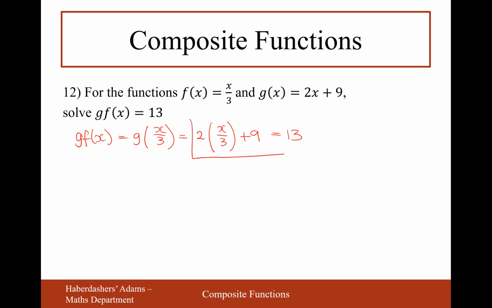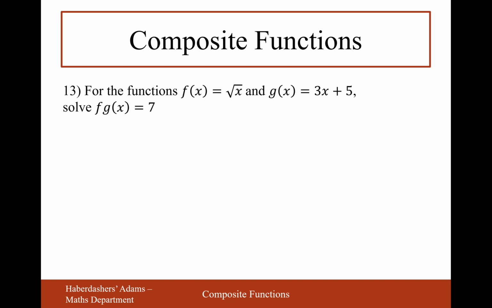So I now have my equation here. The first thing I'll do with my equation is take away this 9 at the start. So take away 9 from both sides and you'll be left with 4. Then I'll halve both sides to get 2. And then I'll times both sides by 3 to get x as 6. And there we are, 6 is the answer to this equation. Then move on to question 13. Pause the video and have a go at this question.